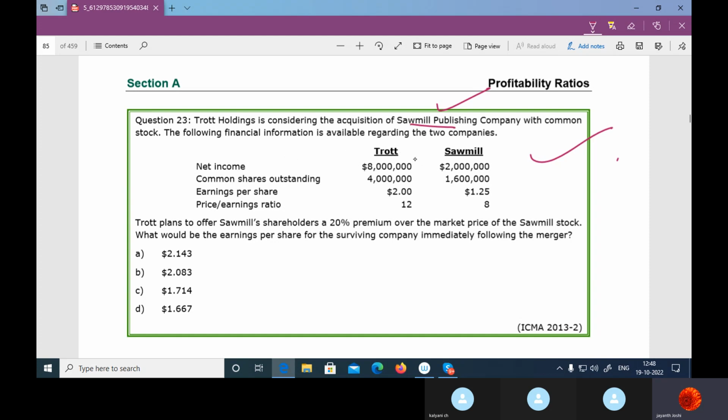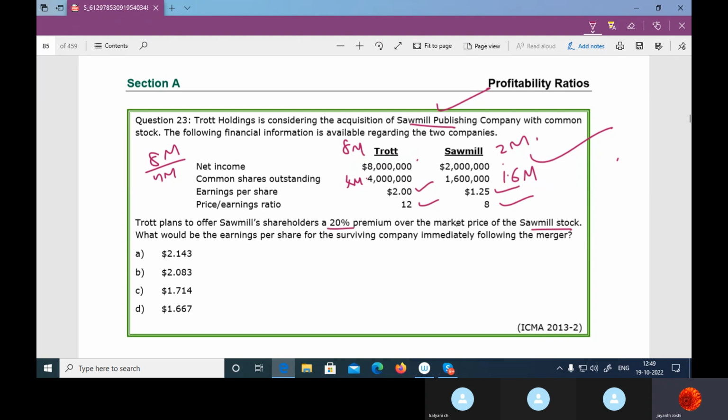Net income, you can see Trot's is 8 million and Sawmill's is 2 million. Common shares outstanding is 4 million and 1.6 million. They have divided 8 million by 4 million to get the EPS. The P/E ratio is also given to you. Trot plans to offer Sawmill shareholders a 20% premium over the market price of the Sawmill stock.